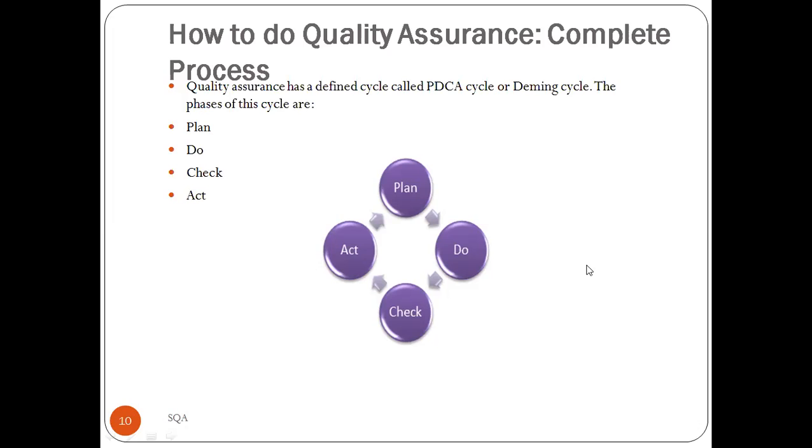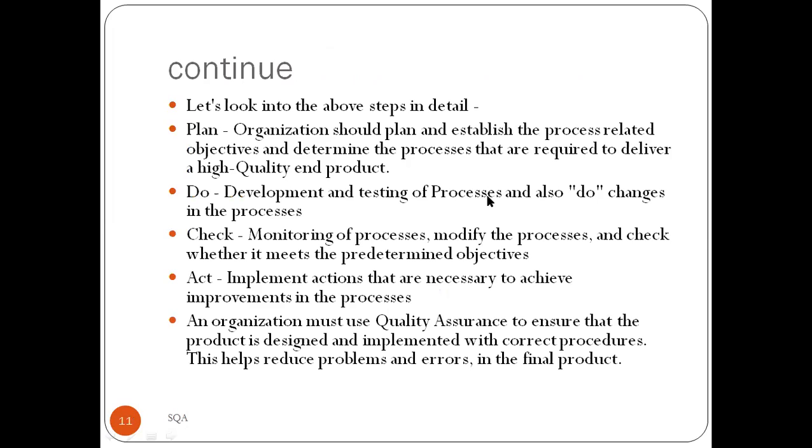So PDCA cycle is also called the Deming cycle, and these are the phases. First plan, then do, then check, then act. Okay, you can see from my arrow, plan, then do, then check, then act. It's not that after check there is do, or after check there is plan, no. Actually these are in sequence. Okay, so plan, do, check, act. Now moving on, let's look at the above steps in detail.